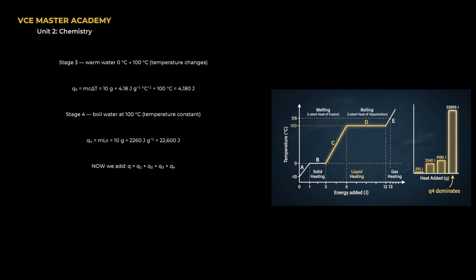Now, and only now, we add 210 plus 3,340 plus 4,180 plus 22,600. That's 30,330 joules. Call it 30.3 kilojoules. Box it. Take a breath. That's a full 8-hour question, done calmly. And look at the bar chart on the right. Boiling alone cost 22,600 of our 30,330 joules.